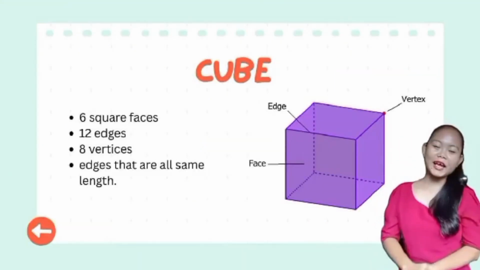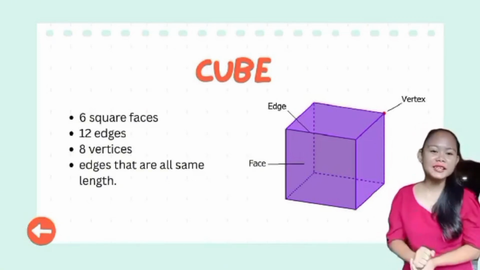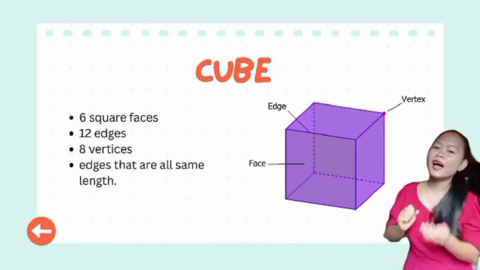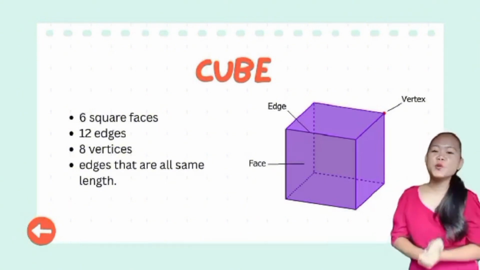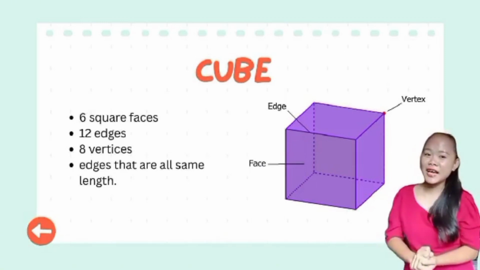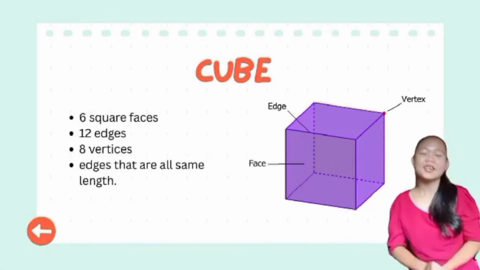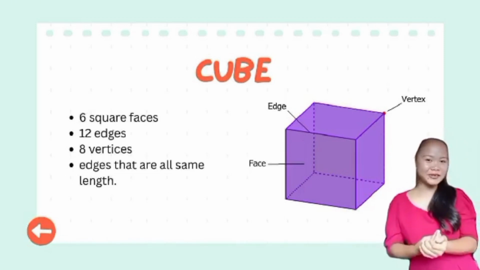A cube. A cube has 6 flat faces. All the faces are squares. And it has 12 edges, or the lines, and 8 vertices, or the corners. So all its sides are equal in length.